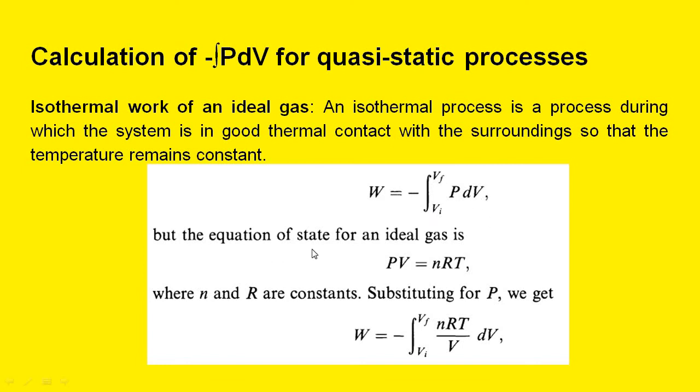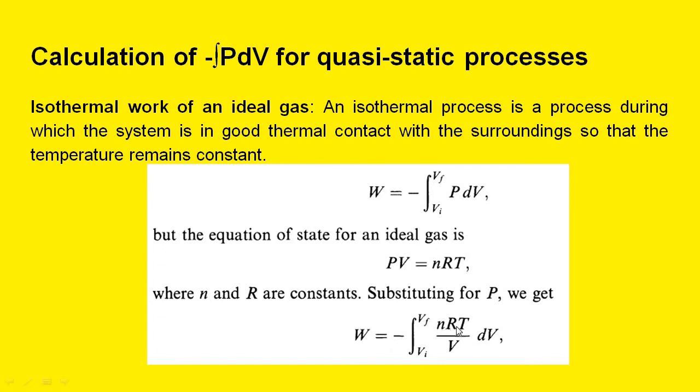The equation of state of an ideal gas you can write as PV equal to nRT, or this P you can write as nRT by V, where n and R are constants. Substituting for P as nRT by V, W equals minus integral Vi to Vf nRT by V dV.